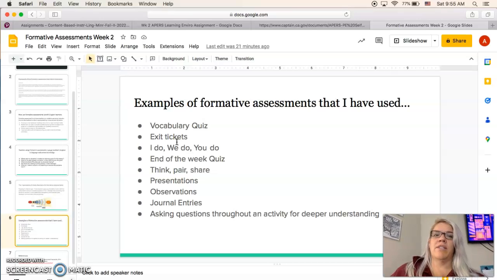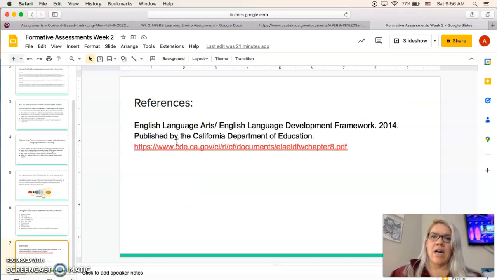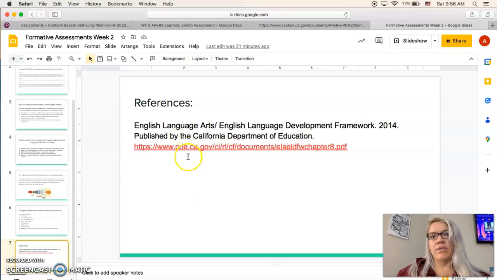Examples of assessments that I have used: vocabulary quizzes, exit tickets, I do, we do, then you do as the assessment, end of the week quizzes, think, pair, and share. I go around and listen to them. Presentations and observations. Sometimes I'll just go in and observe other classes as well. Journal entries and asking questions throughout an activity for deeper understanding. For this week, I used our class references that were assigned to us.